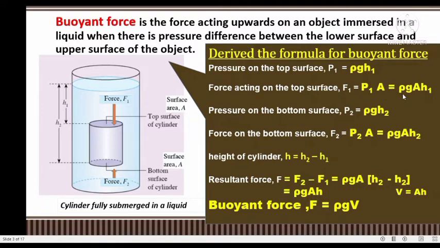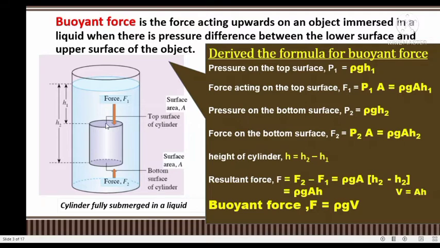Thus we get rho gAh1. Now let's look at the bottom surface. The pressure at the bottom surface equals rho gh2. Thus, the force on the bottom surface, F2, equals P2 times surface area A. Thus, we get rho gAh2. If you look at the values, H2 is longer than H1. Thus, the force F2 is larger than F1.